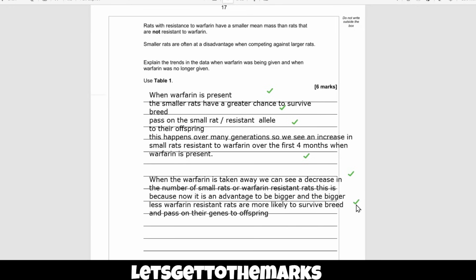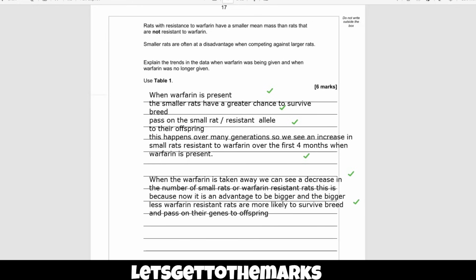And they're more likely to survive, breed, have children, pass that small rat resistant warfarin allele to their children. And so they increase in the population, but take the warfarin away again, and we shift back and they start decreasing in the population. And the bigger rats that are less resistant to warfarin start increasing because we've got new selection pressures like fighting for food and stuff like that. Whereas when you introduce warfarin, that is the biggest selection pressure. That is the biggest thing that is basically allowing them to survive.